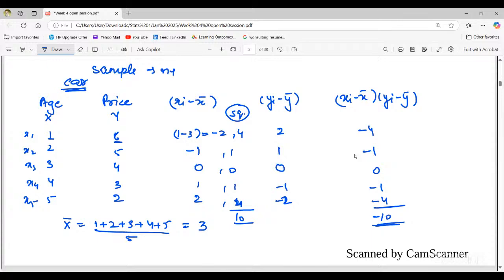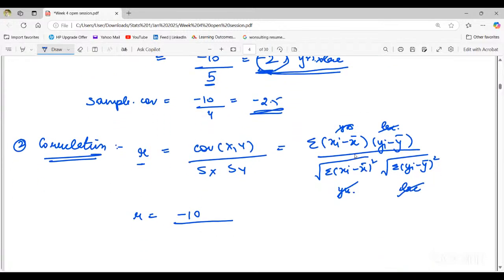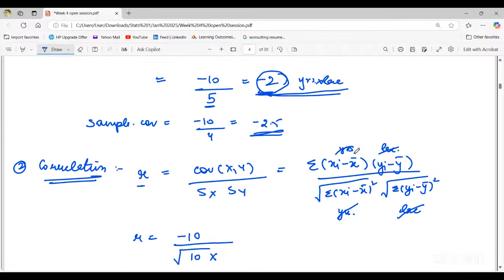Is it fine to everyone? Yes, ma'am. Okay. So this is my summation of (xi minus x bar) whole square. This value is 10, right? So it would be the square root of 10. Is it fine? Everyone? Clear?